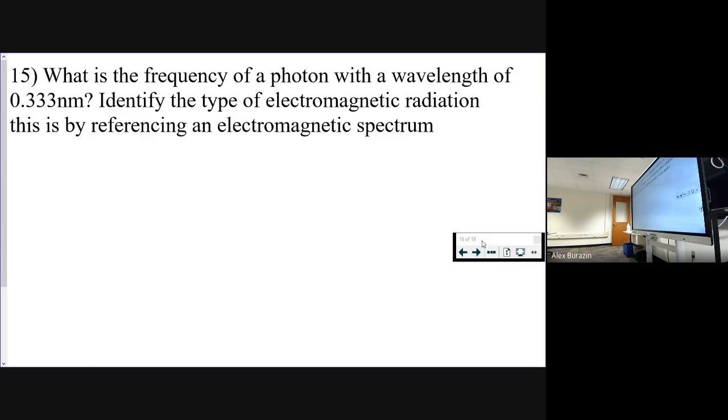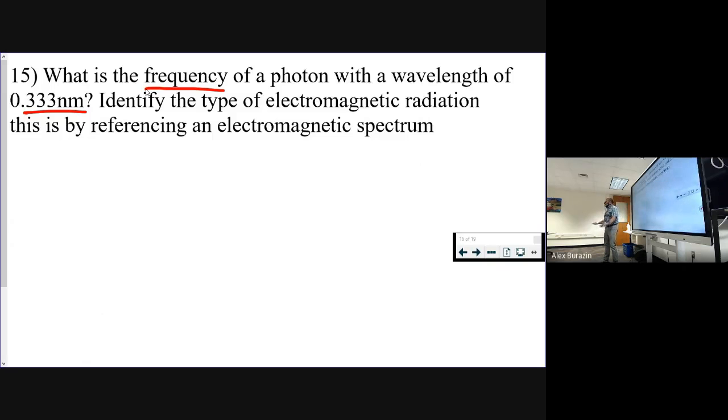What is the frequency of a photon with a wavelength of 0.333 nanometers? Identify the type of electromagnetic radiation by referencing an electromagnetic spectrum. All right. What do we know and where are we going, right? That's the first thing we always want to identify with any problem. We want to solve for frequency, and we've been given wavelength.